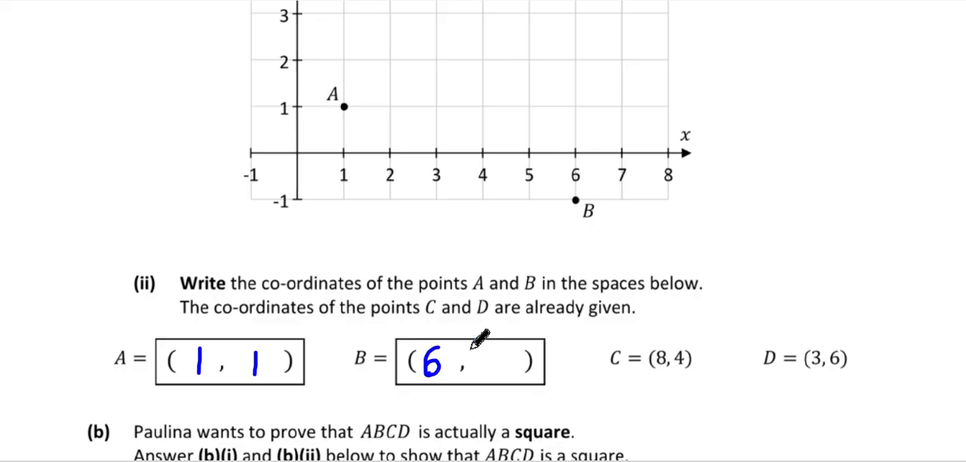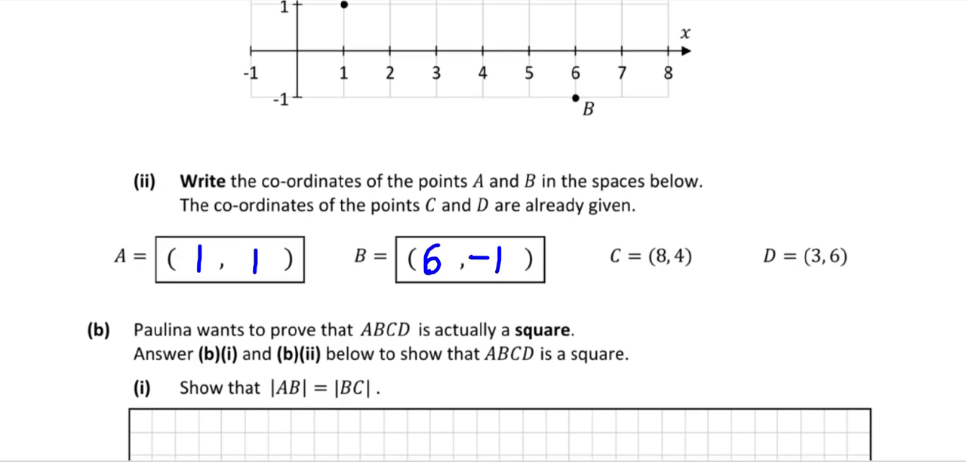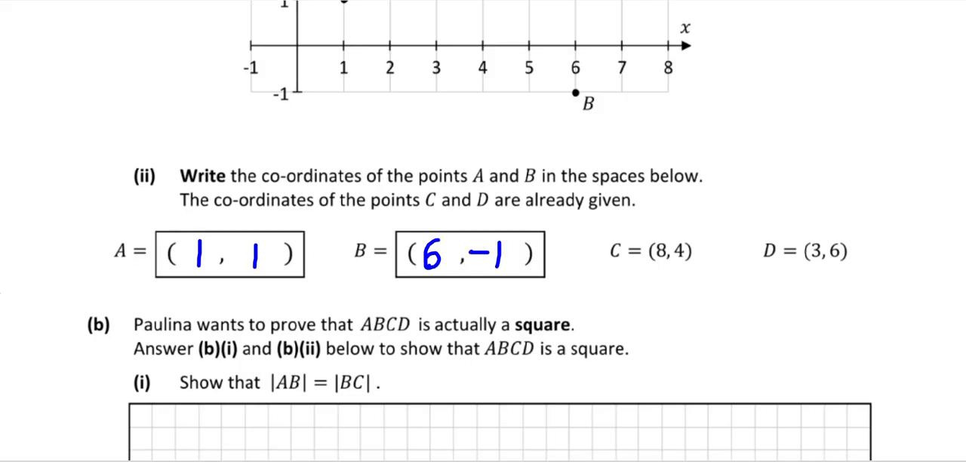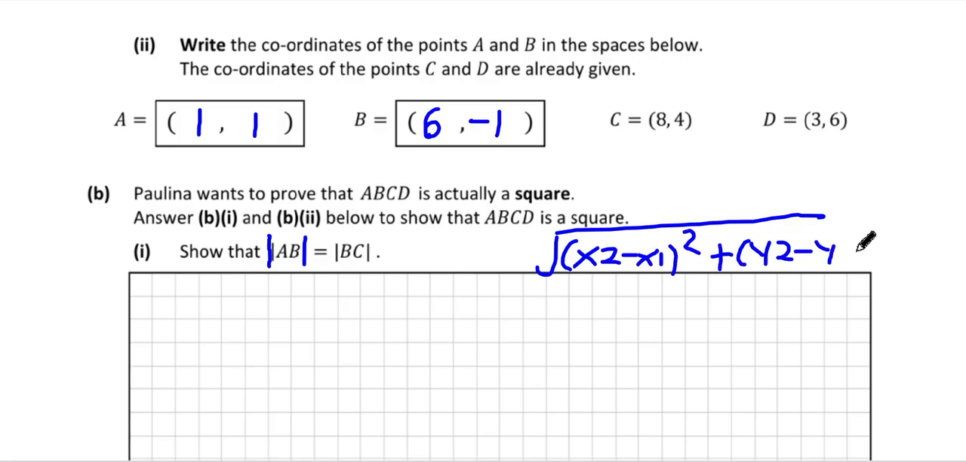Okay. Paulina wants to prove that ABCD is actually a square. Find the length of AB and show it equals the length of AD. Do you see the vertical lines? The two vertical lines trigger off a response in me to write down the distance formula. That's what's happening, and that should be the same for everybody in the class. When you see those two vertical lines, you go, I'm doing the distance formula all day long.